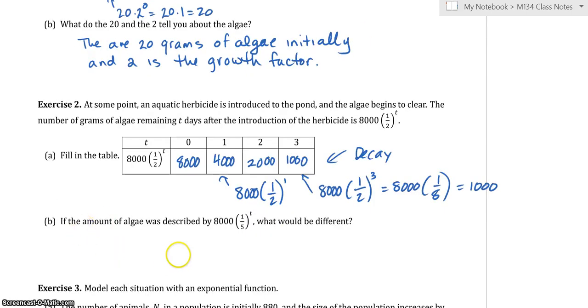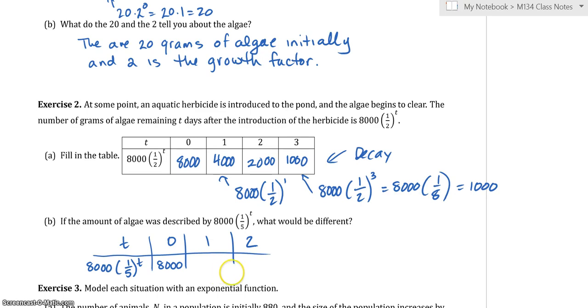What is different if you had a 1/5? Well, let's look at that. I'll make a chart again. It still starts at 8,000. Now you plug in a 1, that would be 8,000 times 1/5 to the 1. So what is 8,000 times 1/5? That is 1,600.